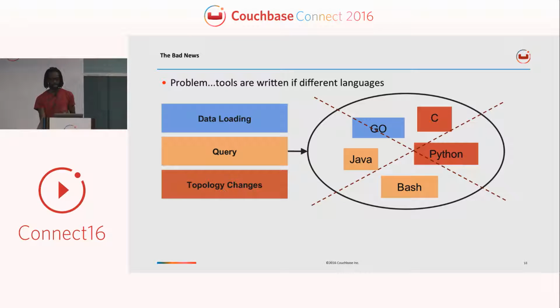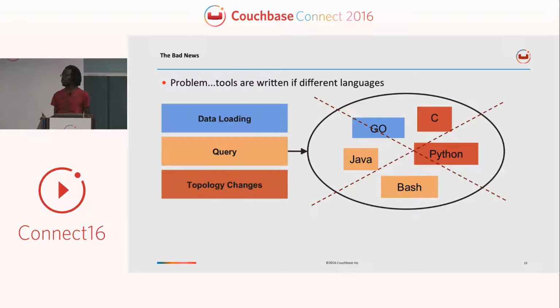But the issue becomes very complicated right away when you start to realize that all of the things that we have implemented already are written in different languages, right? So data loading, things like that, written in Go, and topology changes in Python. And even like in the SDK talk earlier, there's just different development preferences. So we have really cool tools that do hit different parts of our requirements, but they're written in different languages.